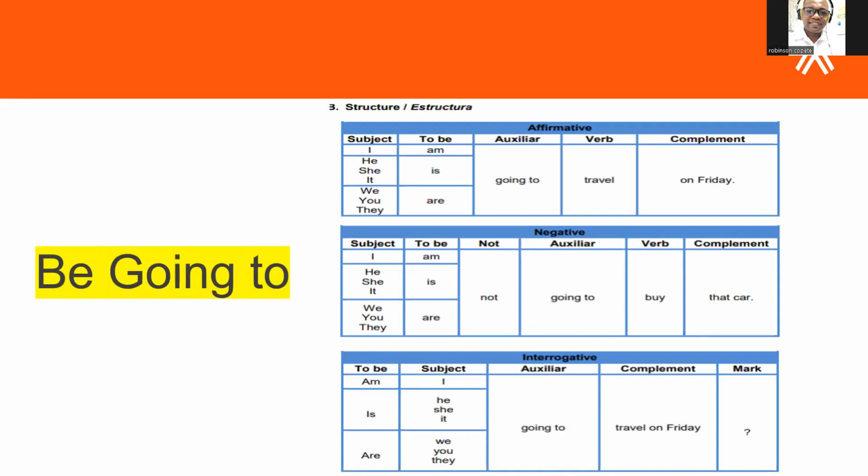Sí, subject, es importante que tengan presente esa estructura para que ustedes puedan apropiarse correctamente de cómo poder usar el be going to. Subject, to be, auxiliary, verb, and complement. ¿Por qué digo subject? Porque recuerden que los pronombres sujetos, ¿sí?, son los que están allí. I, he, she, it, we, you, they. Pero estos pueden ser reemplazados por ¿qué? Nombres propios también. Proper names. To be: am, is, and are. El auxiliar, en ese caso lo ponemos como auxiliar, going to. Verb, travel. ¿Cuándo? ¿Cuándo va a ser? On Friday.